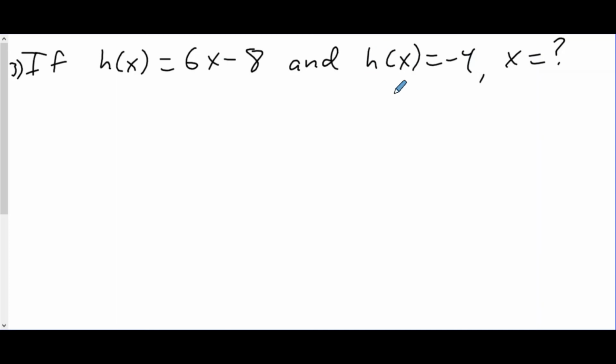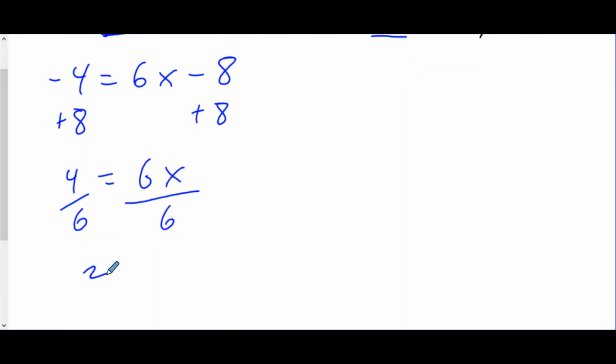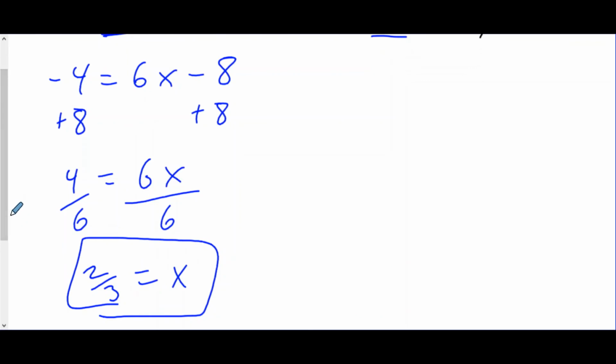So since they've given us the output, what I'm going to do is replace my whole output, h of x, with -4. So -4 equals 6x minus 8, because I want to know what value of x will make this equal -4. And now I solve for x. I will add 8. -4 plus 8 is 4. Divide both sides by 6. And that's a fraction which I can reduce to 2/3. So the answer to the question is 2/3.